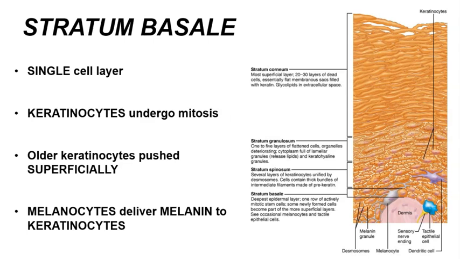In the stratum basale, the keratinocytes are undergoing mitosis, that is, new keratinocytes are being produced. As new keratinocytes are produced by mitosis, they will push older keratinocytes towards the surface, that is, superficially. The melanocytes in this layer will deliver melanin pigment to the keratinocytes as they are being pushed upward. We also see tactile or Merkel cells in this layer, which, as we saw, function as touch receptors.